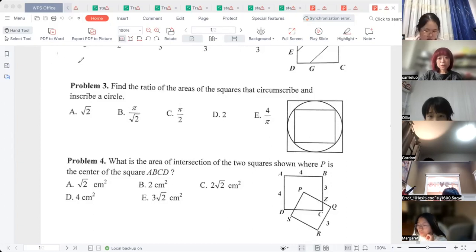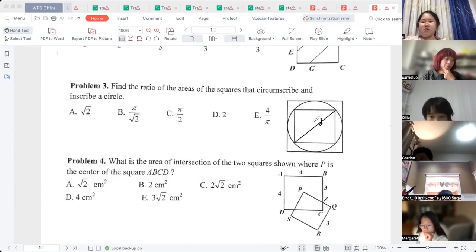Okay, so let's take a look at this one. What is the ratio of the area? Let the diameter of the circle be D. Okay, so I'm going to just ask you to connect this one. Okay, Luciana, this one is a diameter. Understand, Oliver? Understand, Gordon? Okay, so this is D.